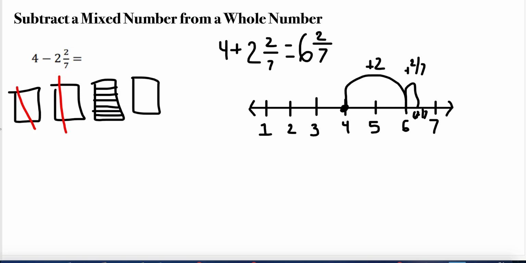And then I can take away 2/7. And I can see what I have left is 1 whole and 5/7.